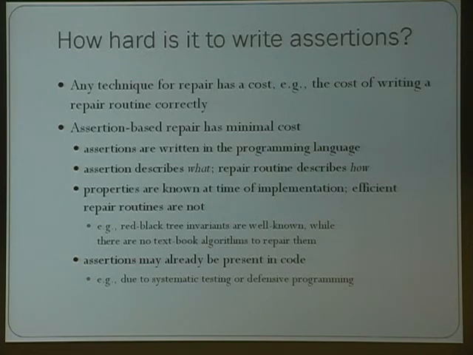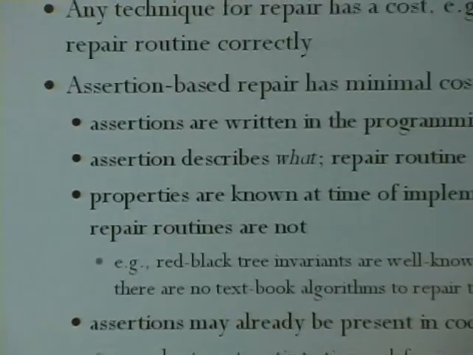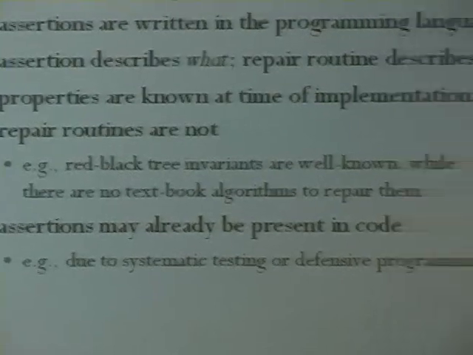Another point is that the properties of a program are known while implementing it, so it's easy to write a repOK. However, efficient repair routines are not easy, because you have to see what bugs can occur in the program and how to repair them. In this way, writing an assertion is pretty easy. We wrote assertions for more than 15 benchmarks. Writing an assertion is basically a simple checking of the properties. Each one took around 15 or 20 minutes to write for the program.